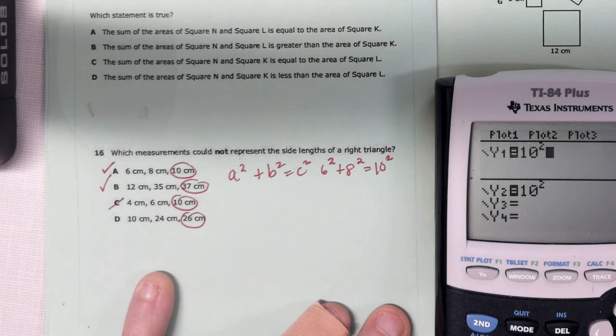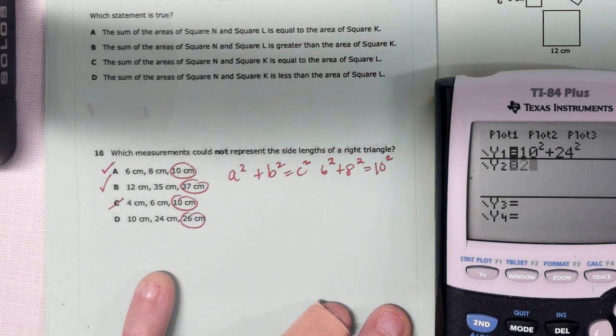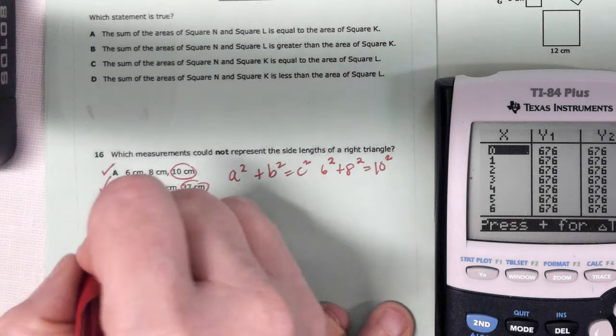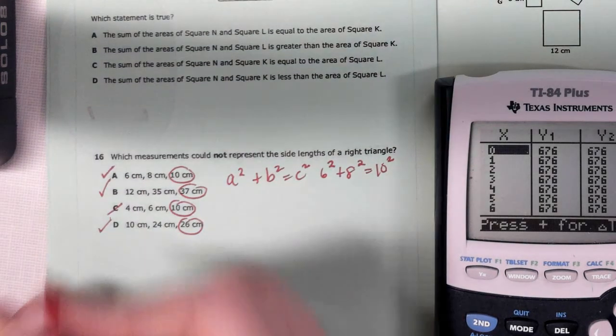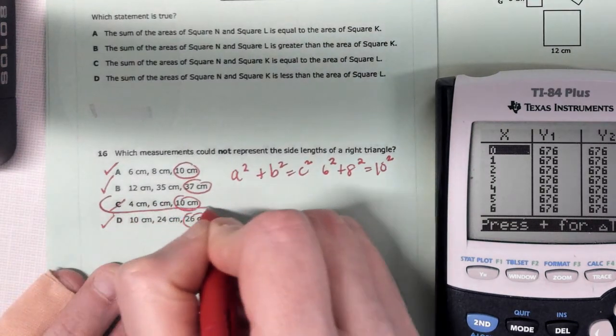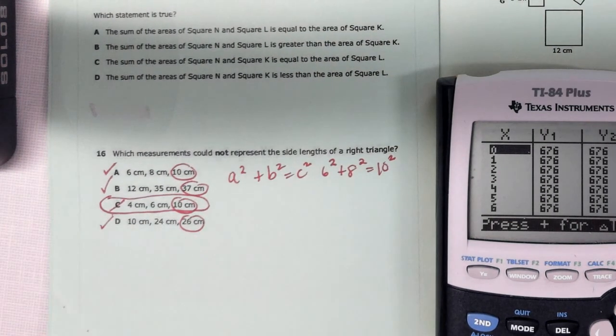10 squared plus 24 squared equals 26 squared. Okay, and then I look at the thing, and these are all the same. So what's the answer? C, because it's the different one. Okay?